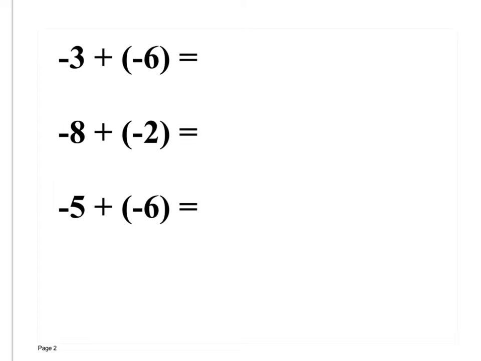Now for these we don't have a number line, but if you need one, you can draw one out. Anytime you're doing these problems, if you're getting these wrong, start drawing them out. -3 plus -6. So I start at -3 and I go 6 to the left. Adding a negative is going to the left. It's the same thing as subtracting. We're going to the left. -3 plus -6 is -9.